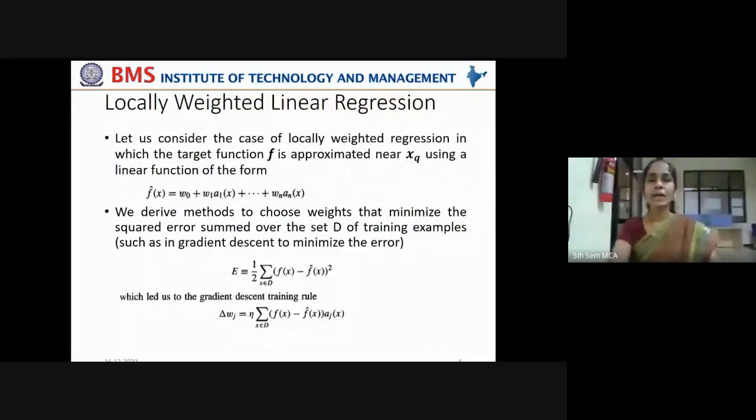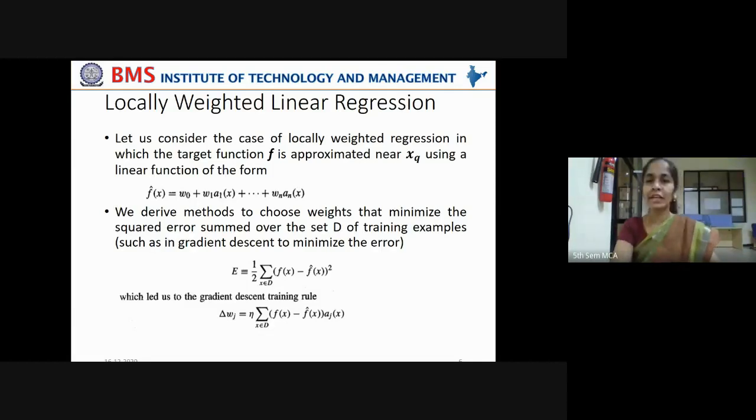Now let us consider the case of locally weighted regression in which the target function f is approximated near xq using a linear function of the form. You know how to develop a linear function, right? It will be in the form of ax plus b, or ax plus bx plus c, or ax plus bx plus cx plus d, like that, right? It is a linear equation without any polynomial terms like x square or x cube.